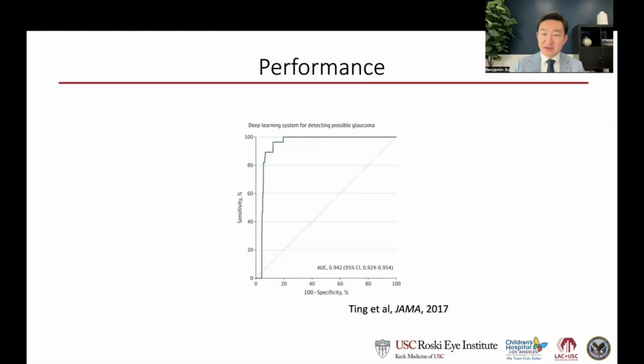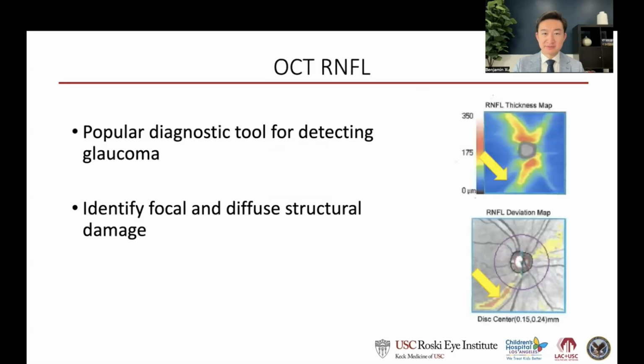The performance of this algorithm was excellent. In this receiver operating characteristics curve, we can see sensitivity plotted against 1 minus specificity, and the area under this curve is 0.94, which indicates excellent predictive performance. We can see that for a sensitivity of 96%, specificity was 87%.